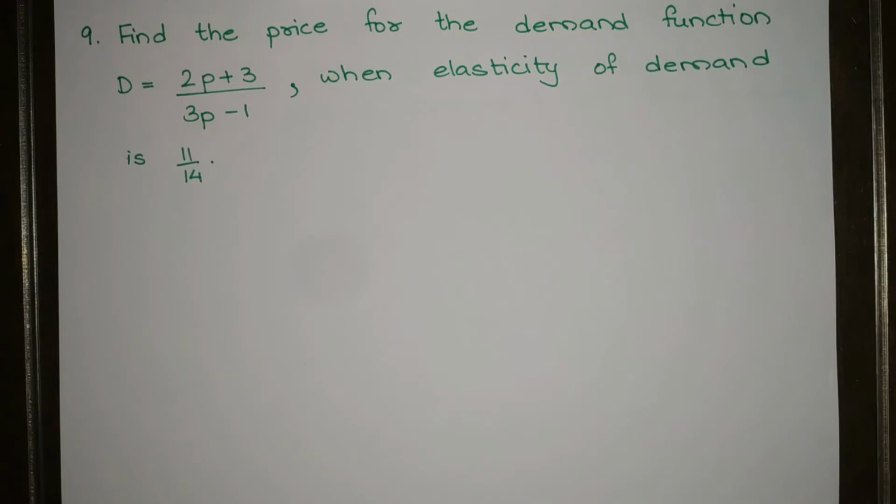Find the price for the demand function D is equal to (2P plus 3) divided by (3P minus 1) when elasticity of demand is 11 by 14. So here we are given the value for D. We are also given the value for eta, elasticity of demand. We are supposed to find P.